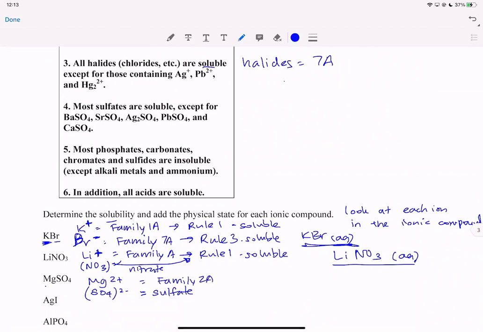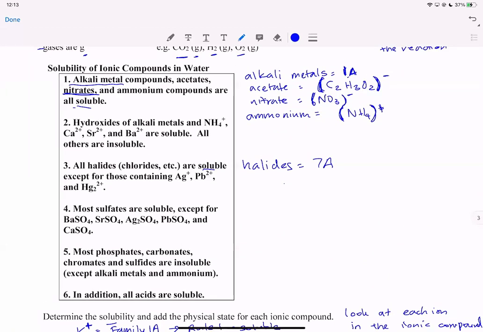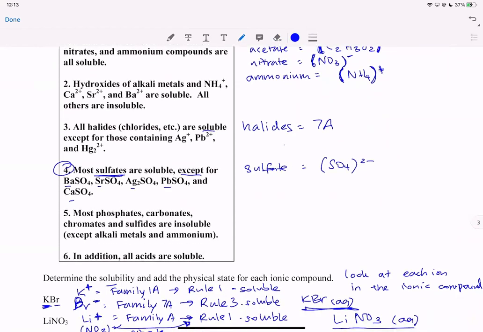So first of all, is there a rule for family 2A for the magnesium ion? And I don't see anything that has a rule for family 2A. But you do have a rule for sulfates. This is rule 4 that says most sulfates are soluble. Remember sulfate is SO4 2-. Sulfates are soluble. Exceptions though: if you have the barium, strontium, silver, lead, or calcium ion. So you've got to pay attention to those exceptions.